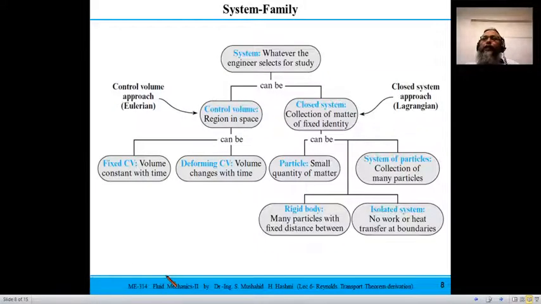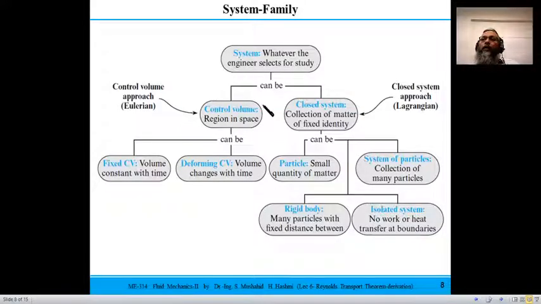Because engineers are interested in studying systems, as a broad definition, a system is something which is under consideration, the entities which are under consideration. Your system could be a closed system, or your system could be an open system. This open system we call a control volume. So a control volume is obviously an Eulerian approach, and this control volume could be either a fixed control volume, where the region of interest is constant and is not changing with time, or it could be a deformable control volume. It means that with the passage of time the region of interest is either expanding or contracting.